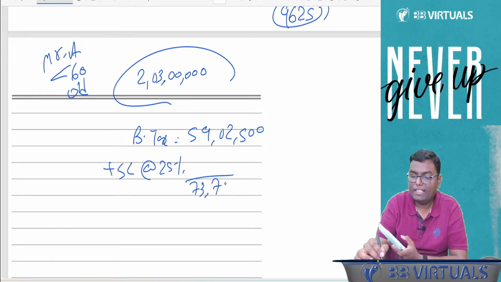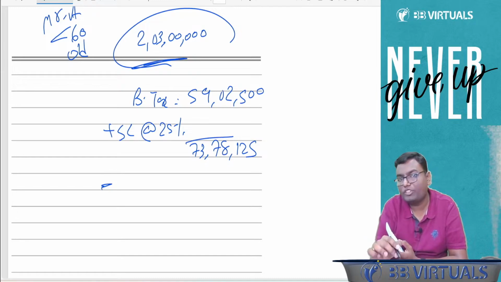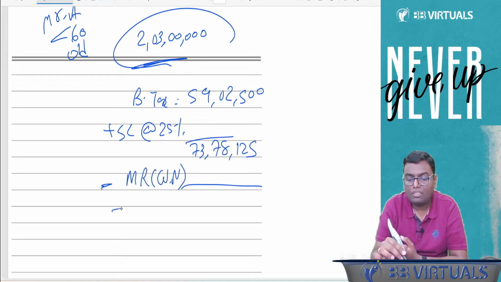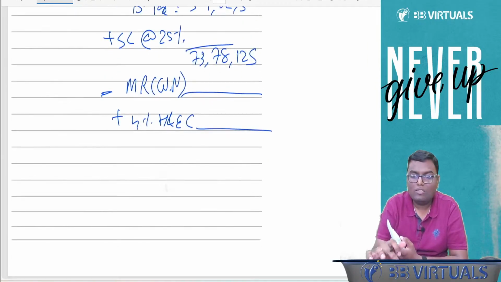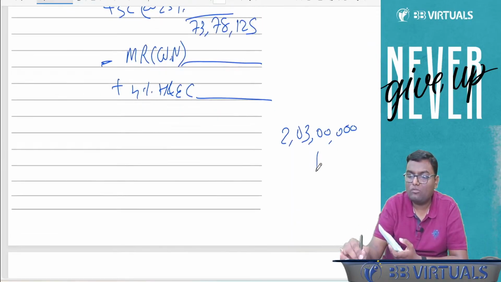73 lakh 78,125. Now my income is very near to the threshold of 2 crore, so there can be marginal relief. I will deduct the same. On the balance, 4% health and education cess will be added. Now tell me, if my income is 2 crore 3 lakh, what is the tax over here?